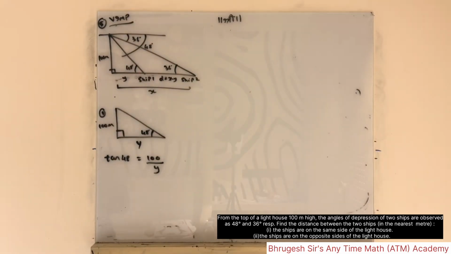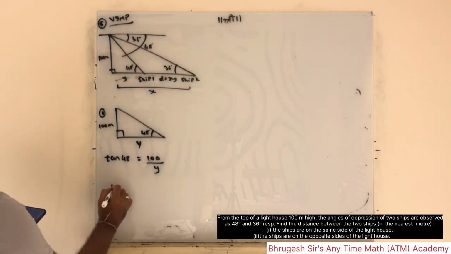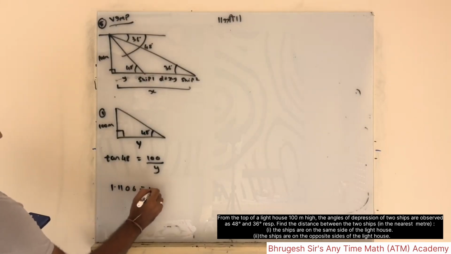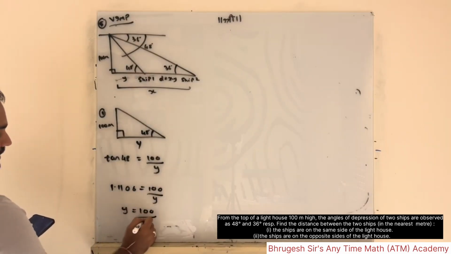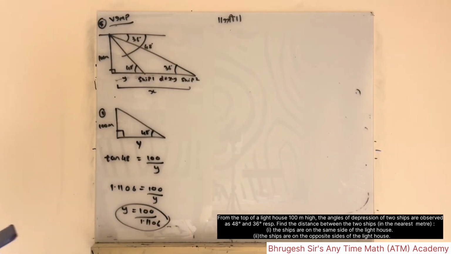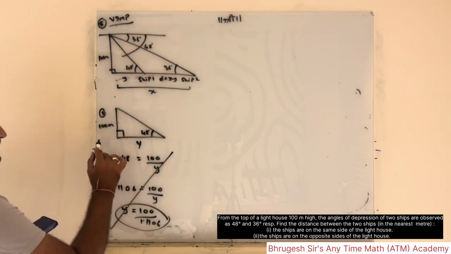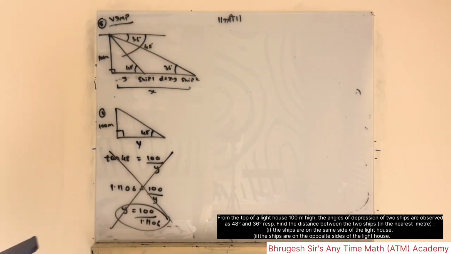Tan of 48 is 1.1106. 1.1106 is equals to 100 upon y. Okay, beta. So y is 100 upon 1.1106. But don't you think this calculation is so difficult? Okay, and high chances of making mistake. So this approach is totally wrong. Okay, जानबूझ के मैंने ऐसा किया आपको to make you understand the approach is wrong.